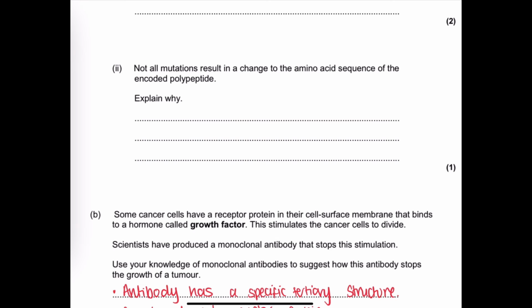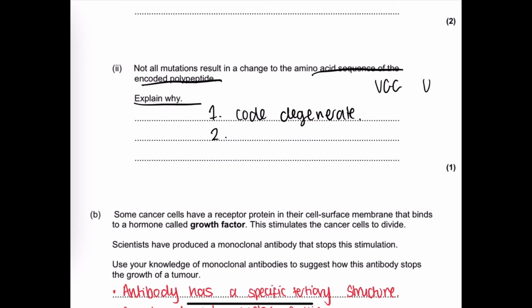So 2I, not all mutations result in a change of amino acid sequence encoded in a polypeptide. Explain why. There's always 2 reasons why. One is because the code is degenerate. This basically means that there is more than one code for an amino acid. More than one triplet codon can code for the same amino acid. So let's say UGG and UCG both code for the exact same amino acid. So even though this one could have changed, they would still code for the same amino acid, meaning tertiary structure is still the same, meaning the protein function and shape is still the same.